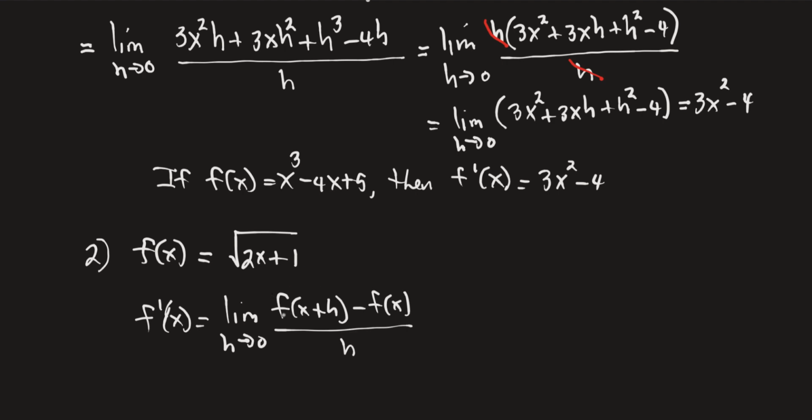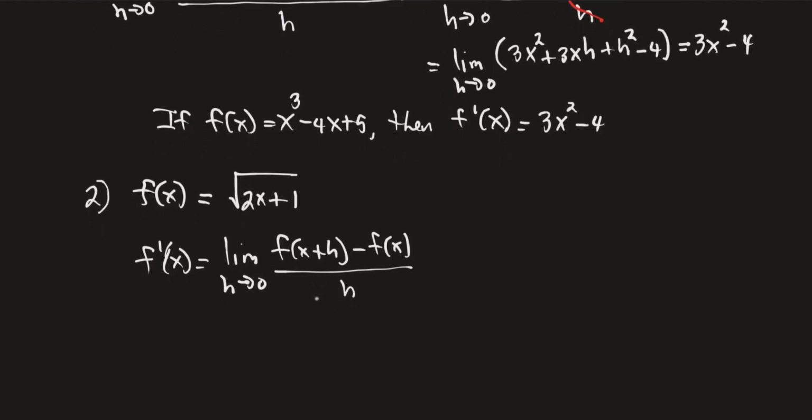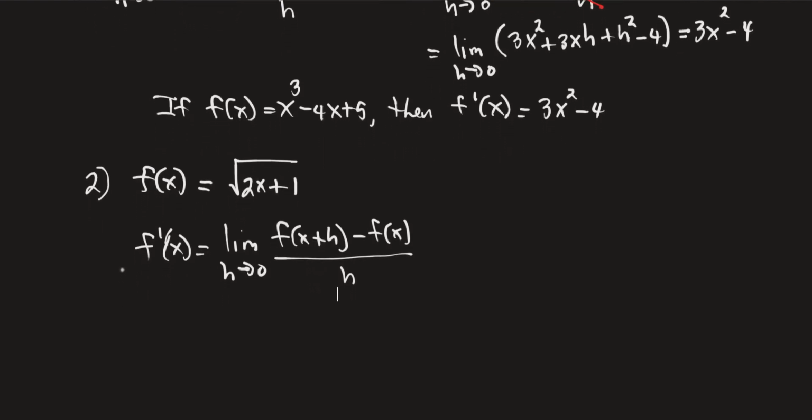So now let's see. Now the thing with this one, it's not going to take as long to set up because I don't have a lot of foiling or expanding to do, right? So here, again, the first term in the numerator is telling me take my function f, and wherever there's an x, replace it with x plus h. So I'll have the square root of 2 times the quantity x plus h, and then plus 1, right?